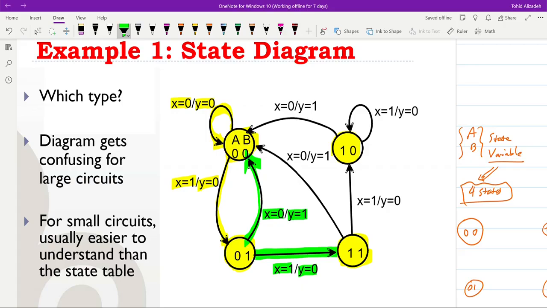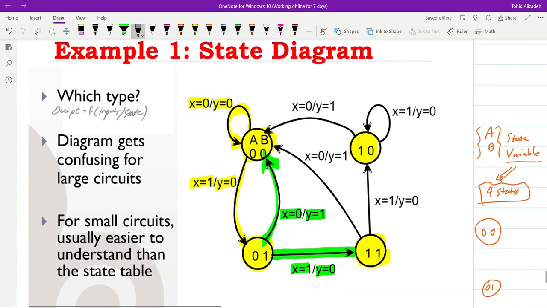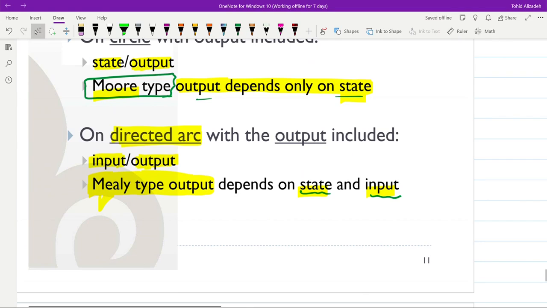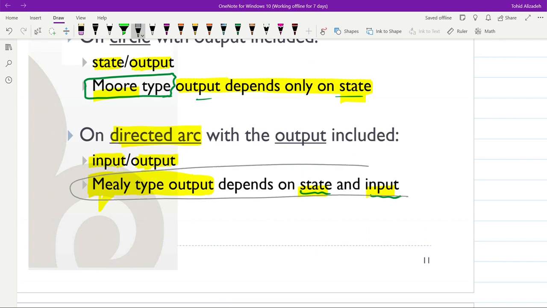Generally, in this state diagram, you can see that the output depends on the input. Output is a function of the inputs and states, not only the state, and you can see which type it is. It is of type Mealy.